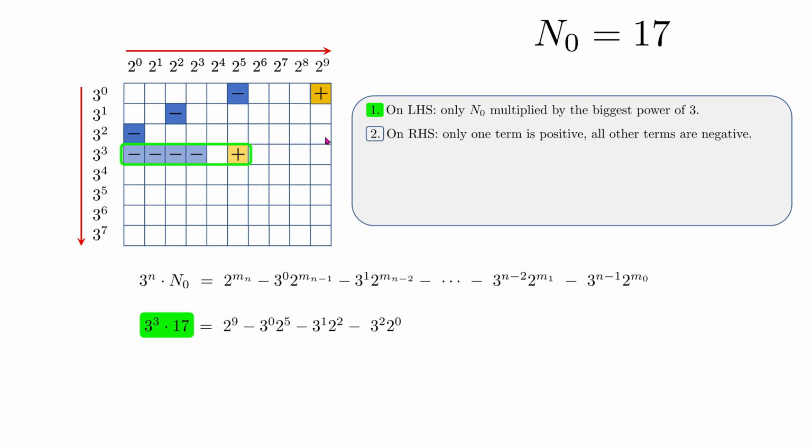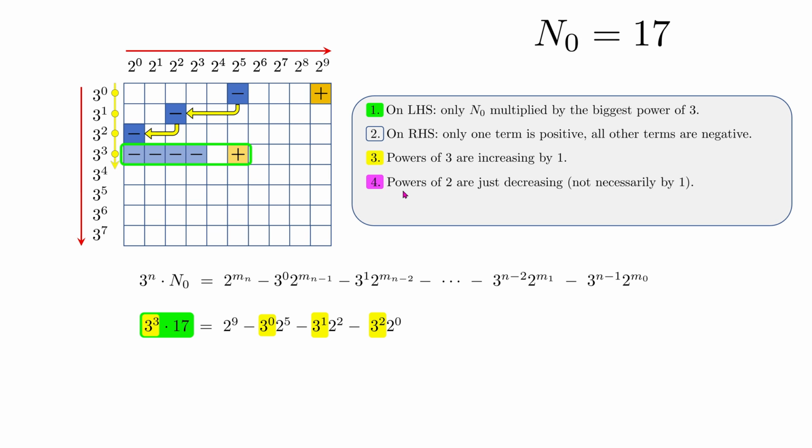The second condition is that on the right hand side we should have only one positive term and all other terms should be negative. So we've got this positive term here and all other terms are negative. You can also check it here: only one positive term and all other terms are negative. Powers of 3 are increasing by 1, starting from 3 to the power 0 in this term. Next is 3 to the power 1 in this term. Next is 3 to the power 2 in this term, and finally our highest power of 3 on the left side. As you can see, all powers of 3 are increasing by 1.